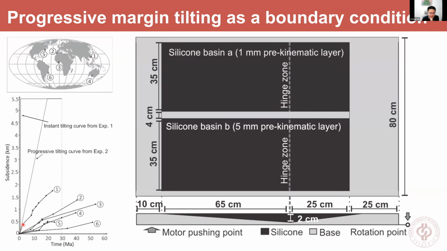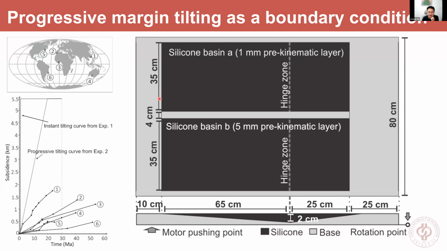So you have this subsidence curve. We get some subsidence curves from the global passive margins, and you can see they all go smoothly from 0 to some depth. So we designed our model following the trend. We have instant tilting in one run, and progressive tilting in another run.